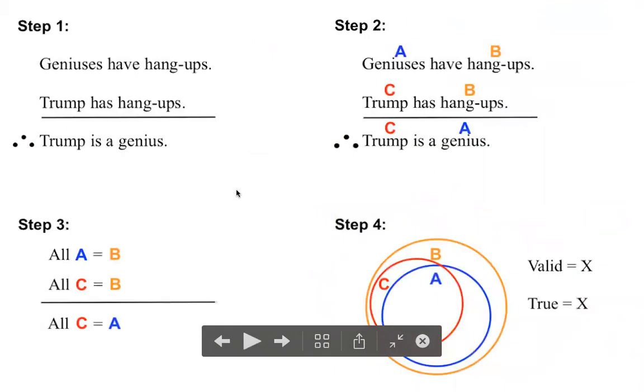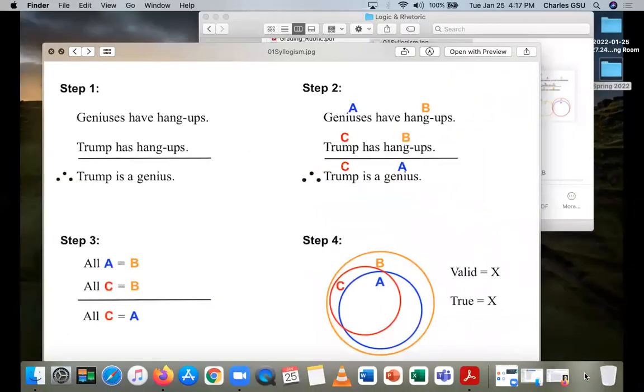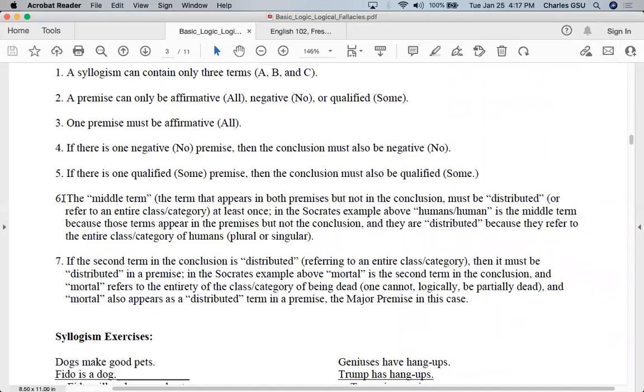But why? Well, because it violated one of the rules. Again, remember there are 7 rules. It violated this number 6 rule about the middle term.